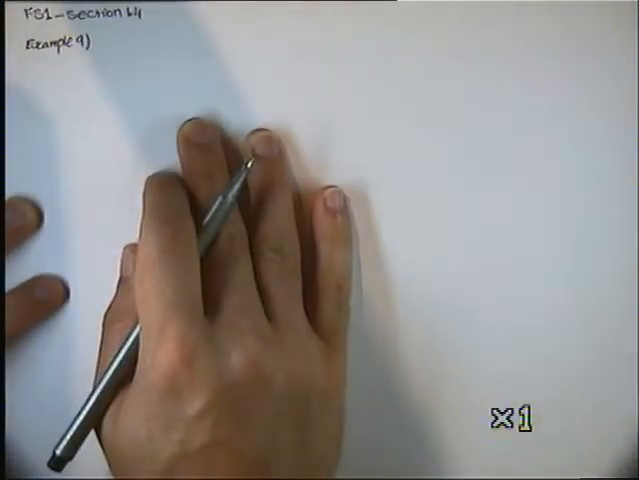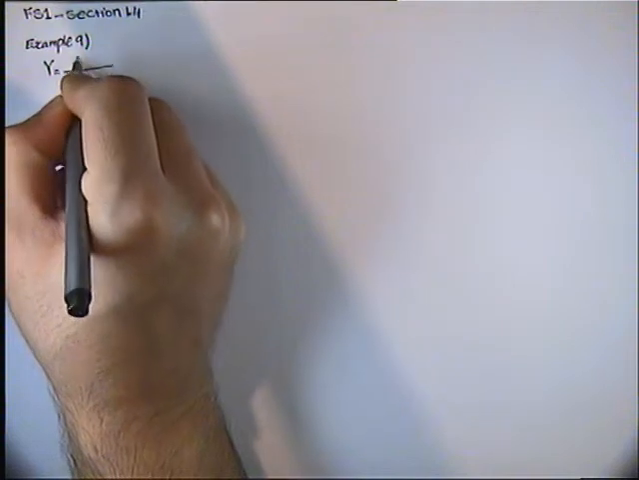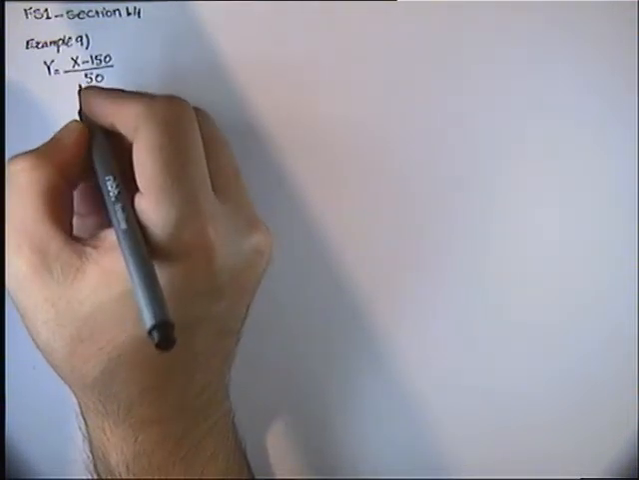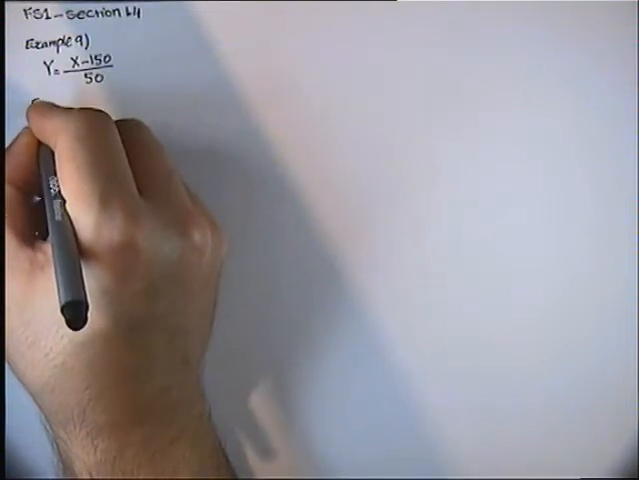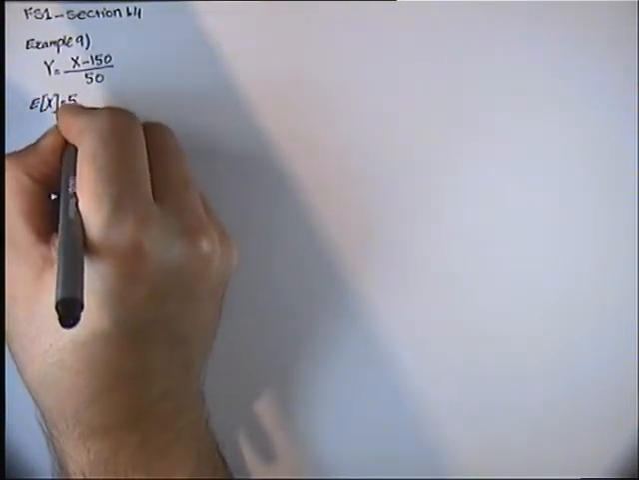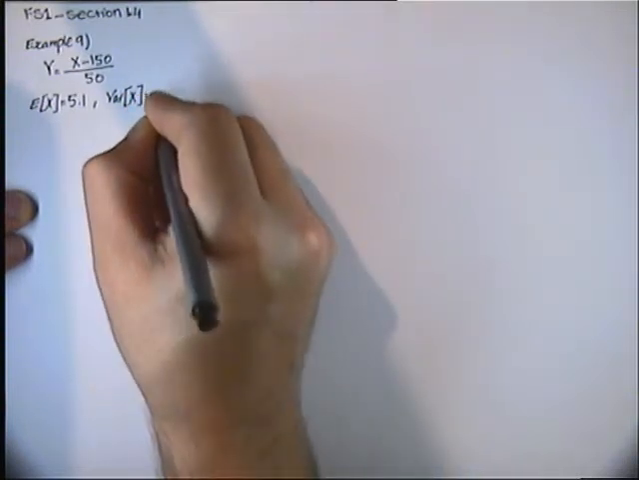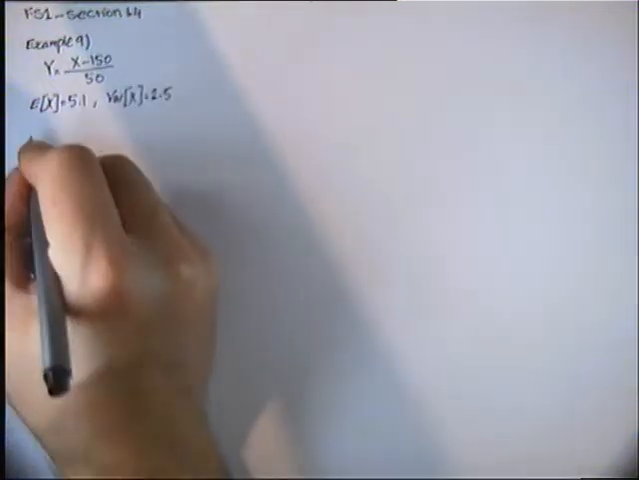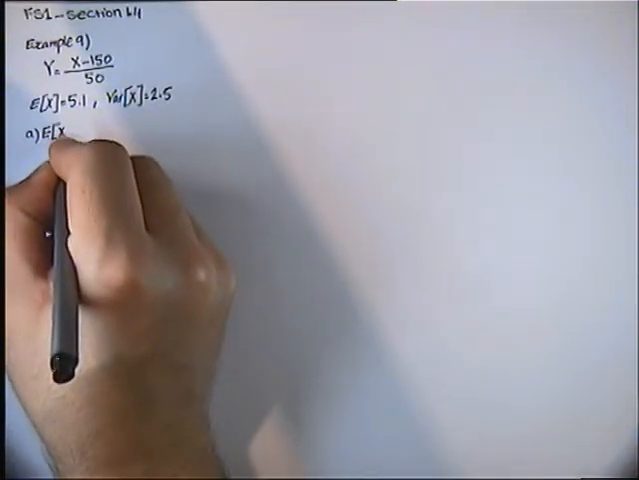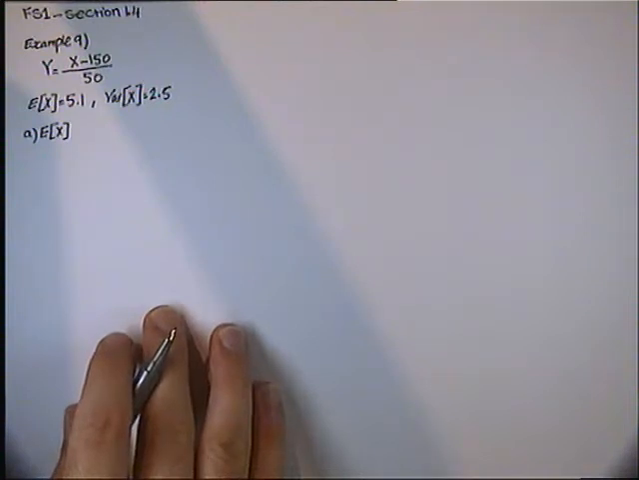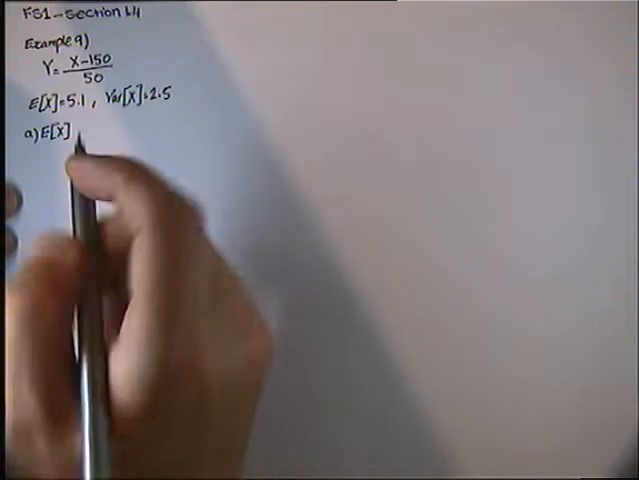Example 9. Okay, so the information which we've got: y is equal to (x minus 150) over 50, E of y is equal to 5.1 and variance of y is equal to 2.5. Find E of x, the expected value of x. Okay, to find E of x, we need to rearrange this equation for x first.